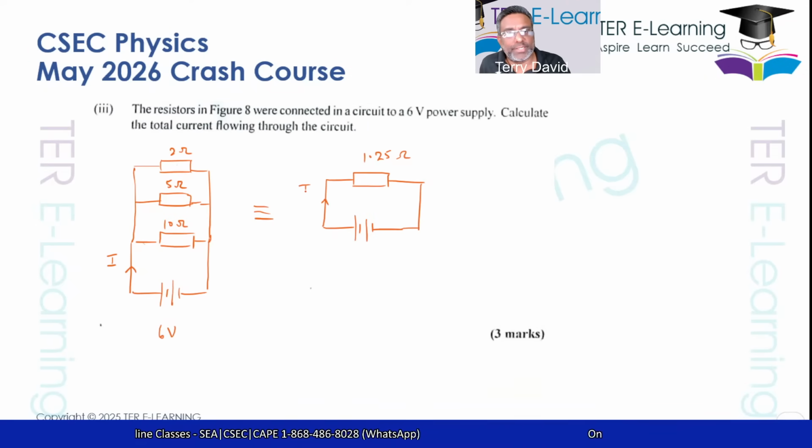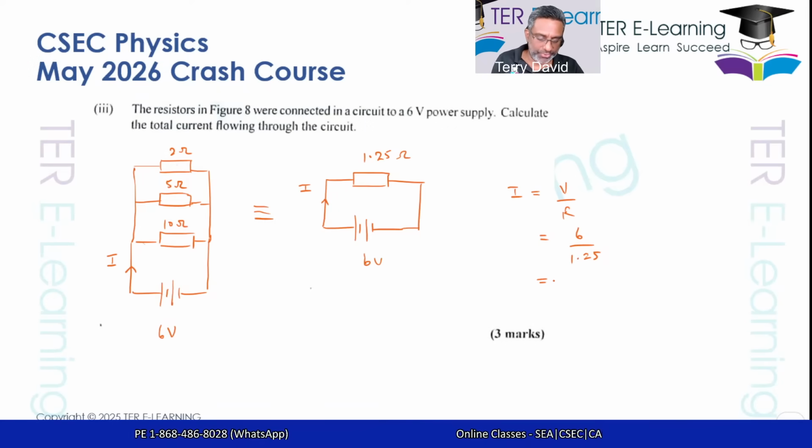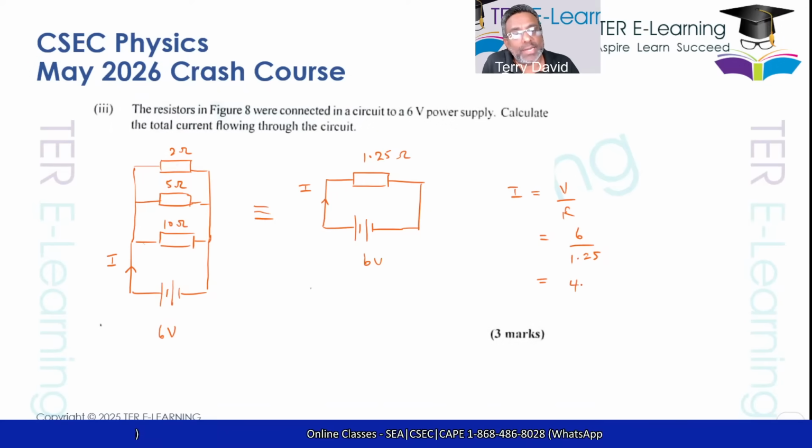So this here is the current we're trying to work out. This is 6 volts. So if I have a simple circuit like this and I want to get I, it is simply going to be V on R, which is 6 volts over 1.25. So this is going to be 6 divided by 1.25, and this is going to give us 4.8 amps. Okay, so that's our current flowing in the circuit.